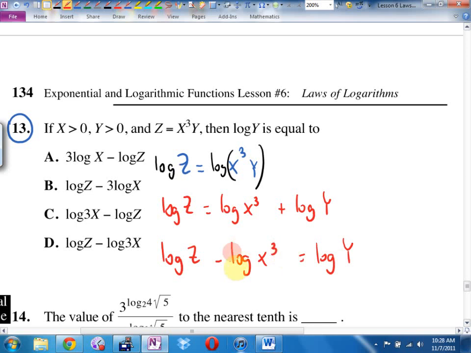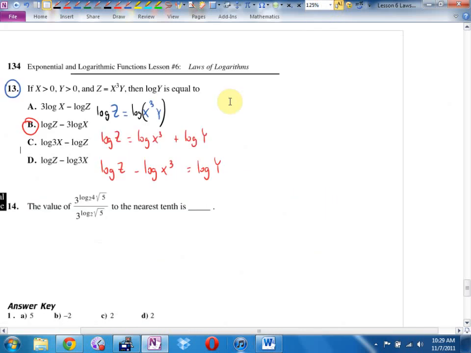What were you going to interrupt me about, or did I clarify it okay? Adding outside is multiplying inside. Multiplying inside is adding outside. What did we do here? We took the log of both sides, and that's a wonderful segue into the next lesson. Can you turn, please, to the next lesson, which I think is page 135, if I recall.